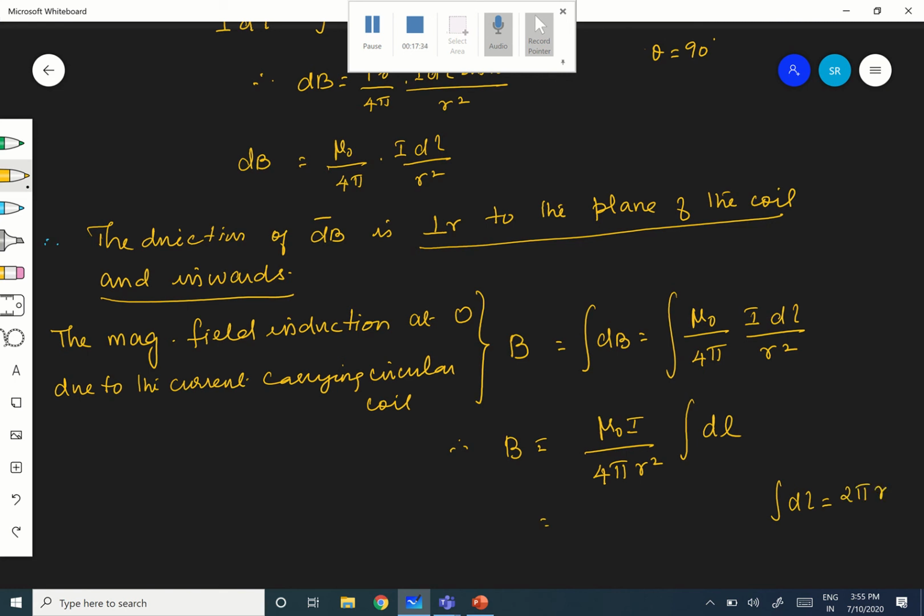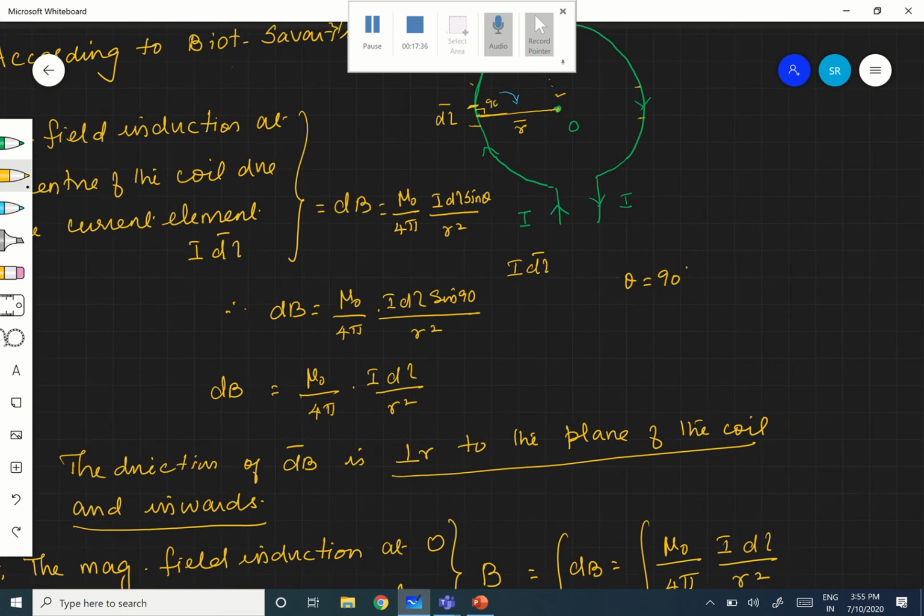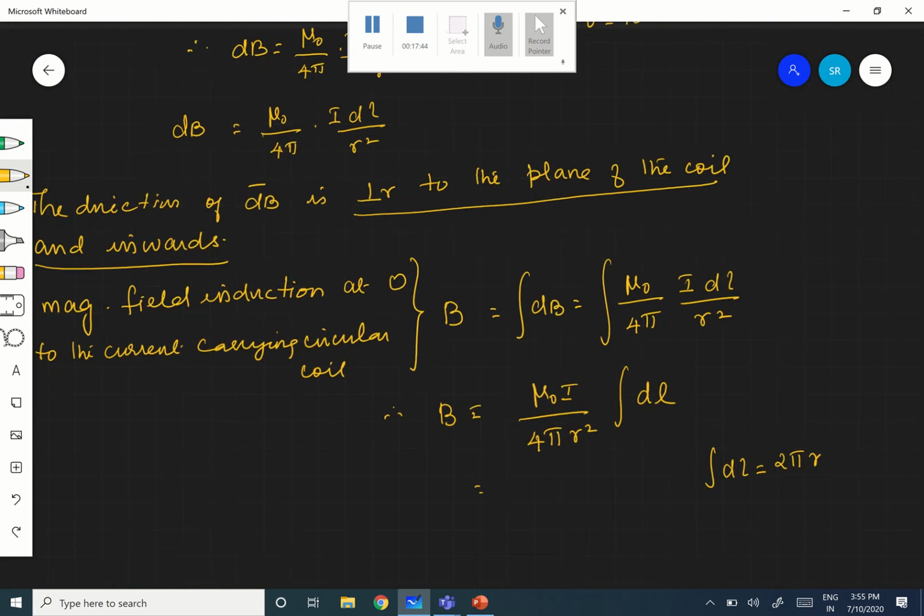Hope you are following. These are small dl's, and if you add everything, you will get the circumference of the coil. Therefore, B is equal to mu naught I by 4 pi r squared into 2 pi r.